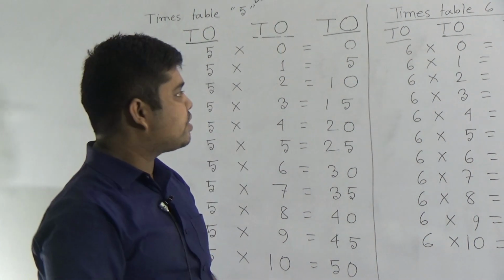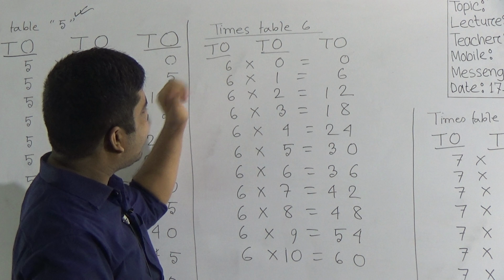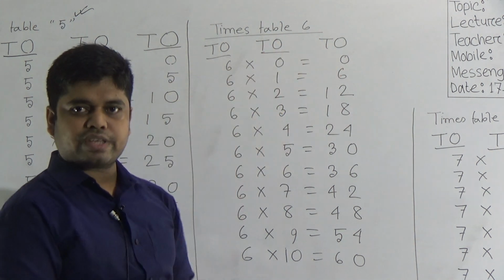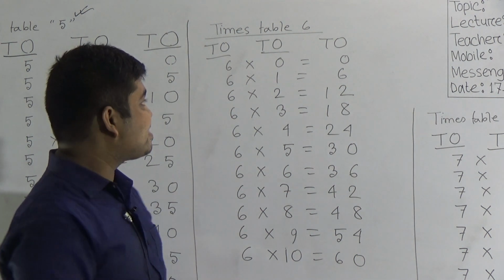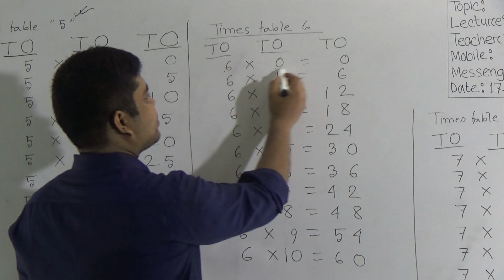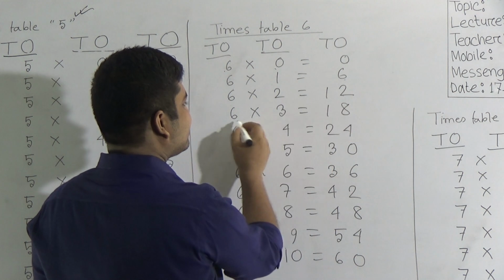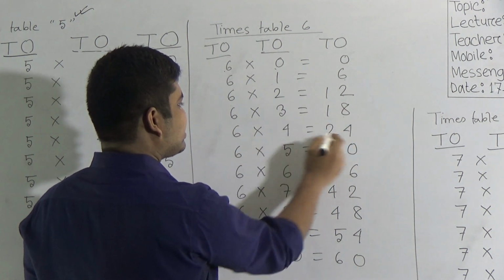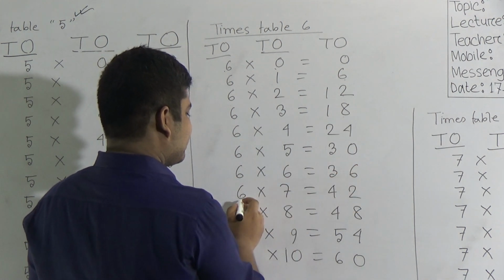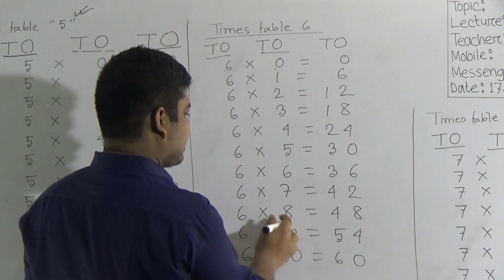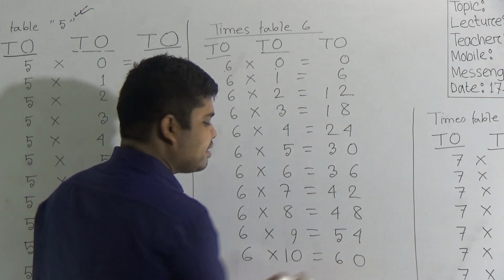Next we shall go to our times table 6. My dear students, similarly you write TO, just like the previous one. Now we read the times table 6. 6 zeros are 0, 6 ones are 6, 6 twos are 12, 6 threes are 18, 6 fours are 24, 6 fives are 30, 6 sixes are 36, 6 sevens are 42, 6 eights are 48, 6 nines are 54 and 6 tens are 60.